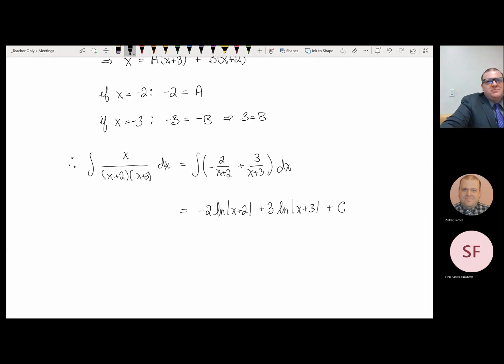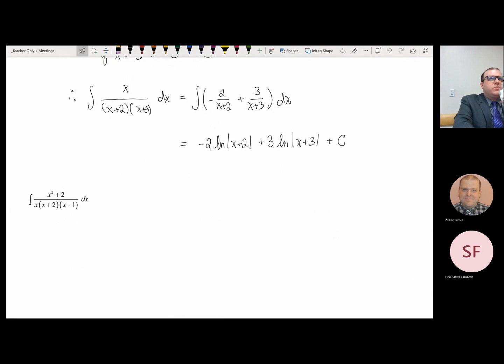Could combine them, but different coefficients, so I'm just going to leave them. Another one where they gave the denominator already factored. That's so nice of them.